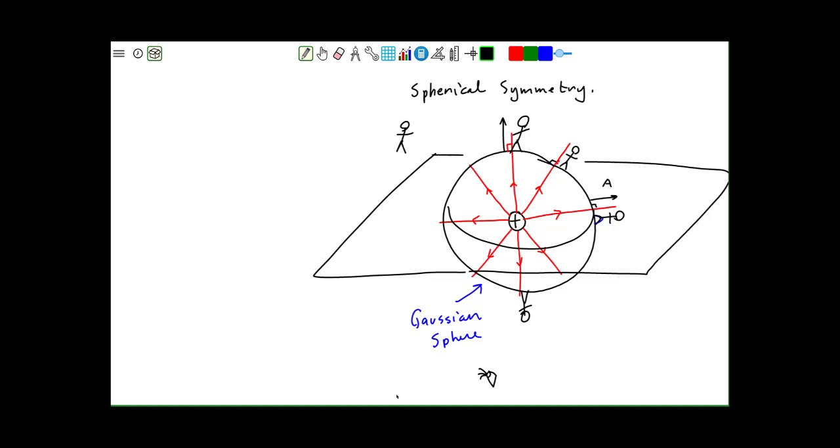And in fact, everywhere you go as you walk around the sphere, the electric field will have the same magnitude and, relative to the sphere at that point, the same direction. That direction being the direction of a vector normal to the surface of the sphere. So point charges have electric fields that are spherically symmetric.